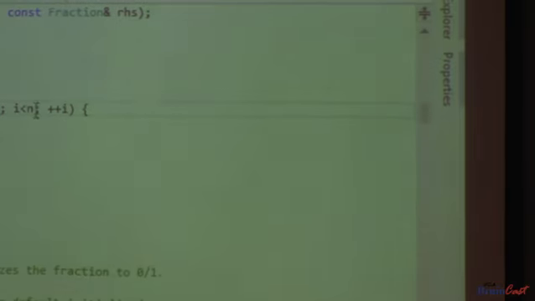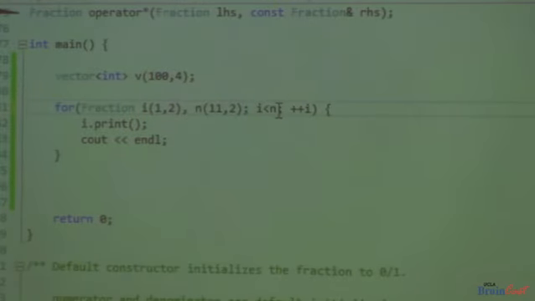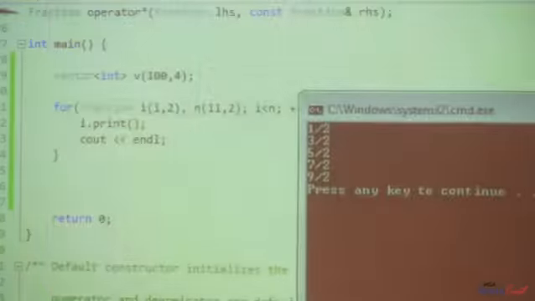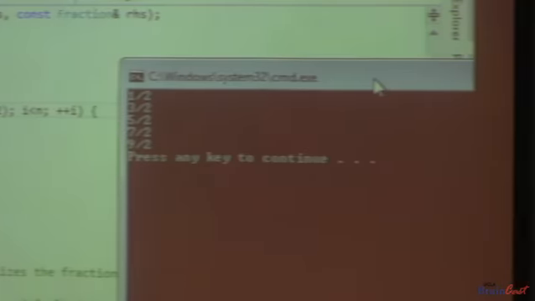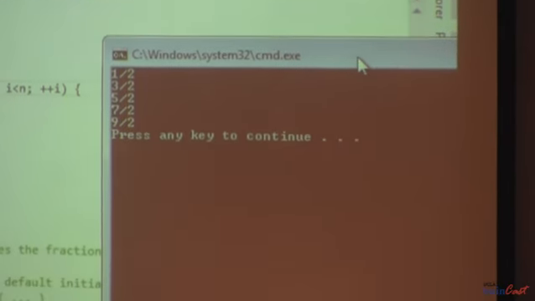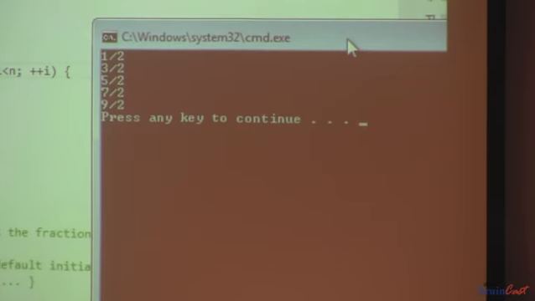Actually, let's replace it with 11 over 2. Now, does this do exactly what we would expect it to do? Because it becomes exactly equal to 11 over 2, and it doesn't print out the 11 over 2 because it stops before, because 11 over 2 is not strictly less than 11 over 2. Okay? So in this case, it worked just fine.